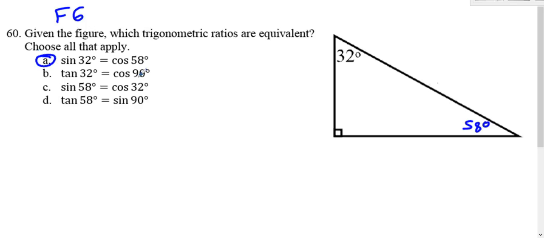Tangent 32 equals cosine 90. There's no rule that relates tangent and cosine or tangent and sine. Sine of 58, cosine 32. That's the same thing, just switching around which one you take. Sine of 58, cosine of the other. That's true.